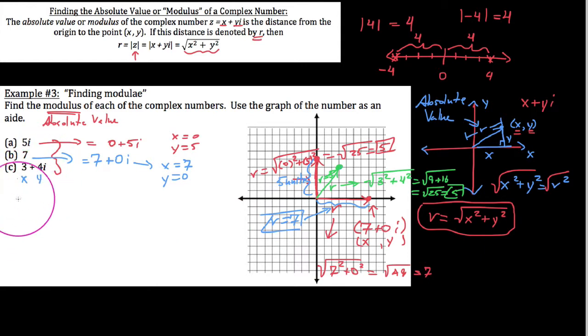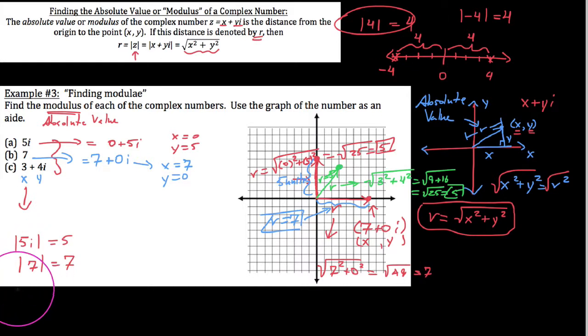Last but not least, I want to write these in absolute value notation. So for letter A up here, the absolute value of 5i, we said, was just 5, or the absolute value of 7, which of course when we graphed it is still 7. It would be 7 whether you're talking about real numbers or not. And the absolute value of 3 plus 4i is the distance 5, because that's how far away this point was from the origin. So that is how you find the modulus of a complex number in standard form.